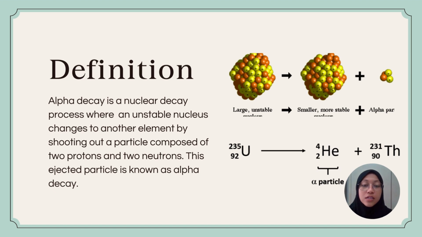We can see here the large or unstable nucleus changes to a smaller or more stable nucleus after ejecting the alpha particle. For example, uranium-235, which is the parent nuclide, undergoes alpha decay to form thorium-231, which is the daughter nuclide. The alpha particle removes 2 protons and 2 neutrons from the uranium-235.